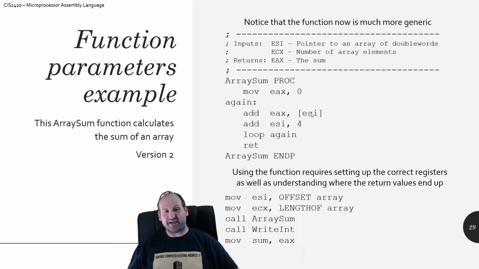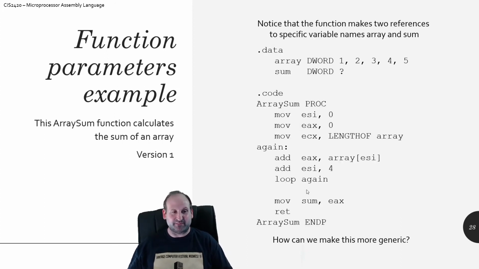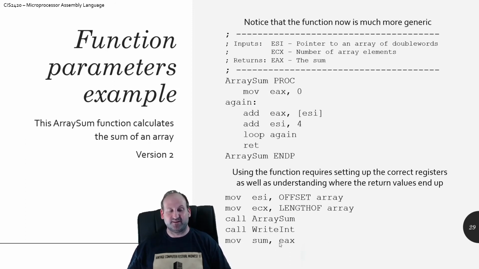Just give me ESI, dereference it, add it into EAX, move over 4 bytes, do it again, and keep on going however many elements I have to. When I fall through, the EAX register holds the result, and that's what gets returned. And so I can immediately call writeInt. Notice that if I wanted to maintain that in the thing called sum, like before it was directly put in there, at the end of this function, now that goes here after I return back from the function, because the EAX register is the go-to register for return time.